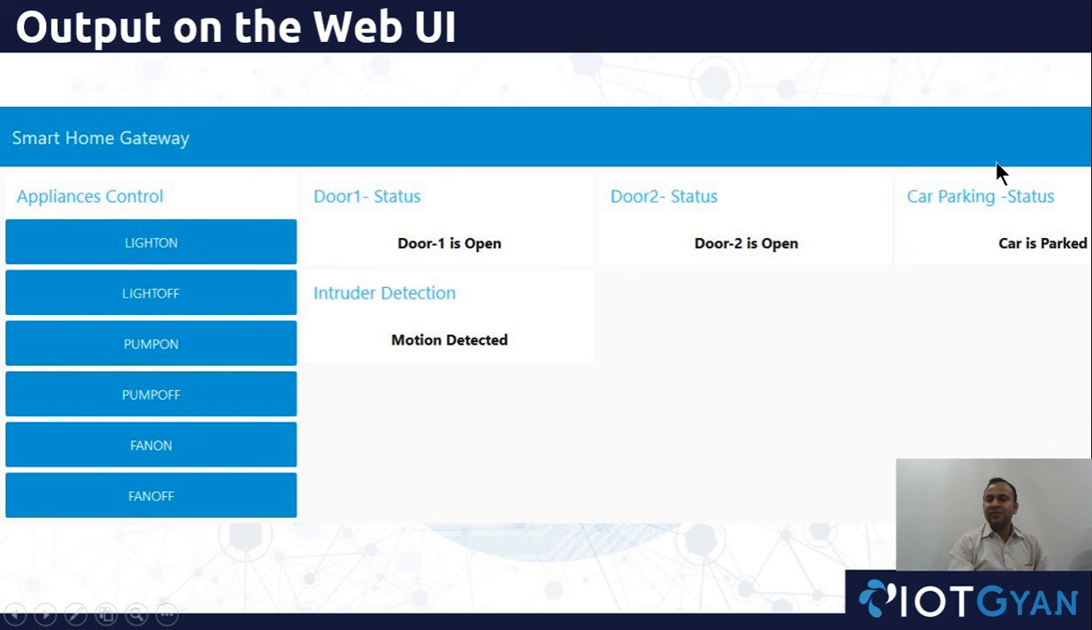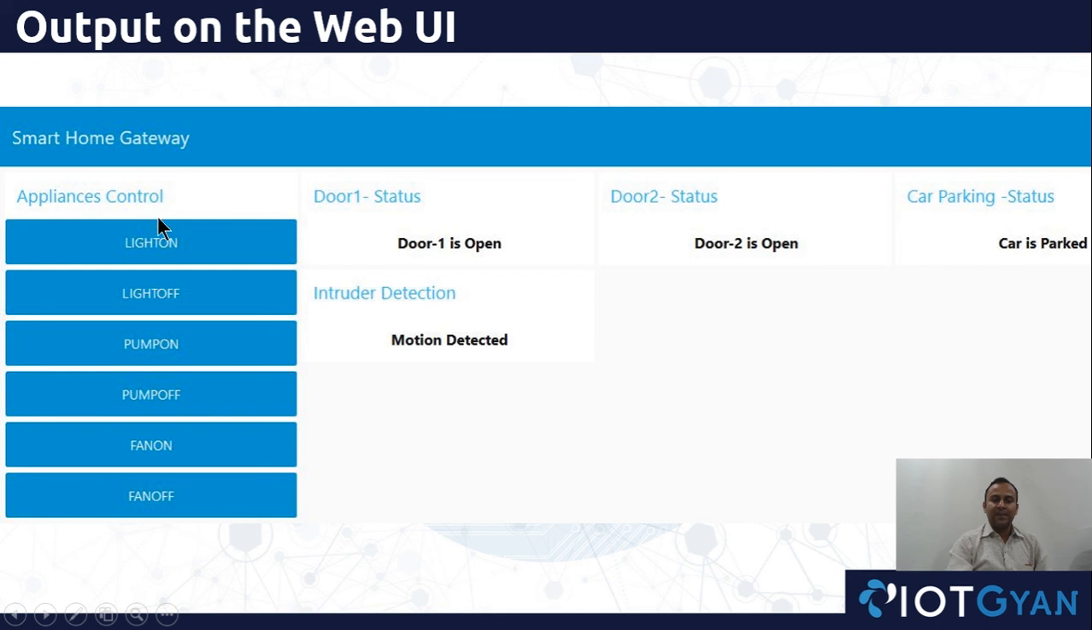The second one is my ultrasonic sensor. Right now it is showing that the car is parked. As soon as the car is not there, it will be updated here that the car is not parked. The third sensor is my PIR sensor. Right now it is showing that somebody is there. So this is the message that will be coming here, like motion detected. When nobody is there, it will show the message no motion detected.